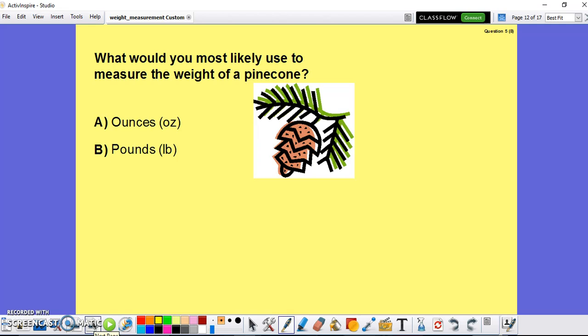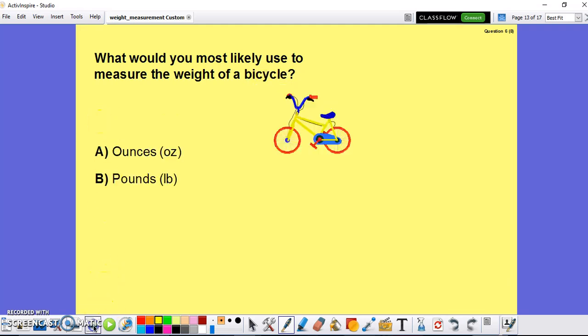What would you most likely use to measure the weight of a pine cone, an ounce or a pound? Well, when I think about it, the pine cone is really light. So in this case, I would be using A, ounces, because ounces are lighter than pounds.